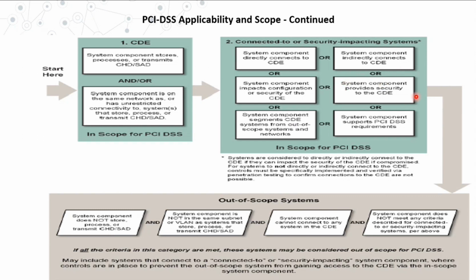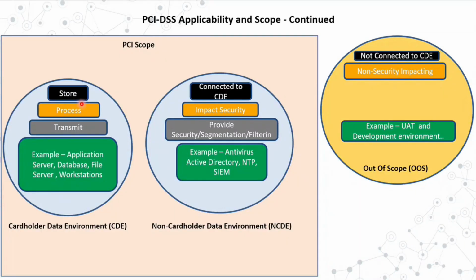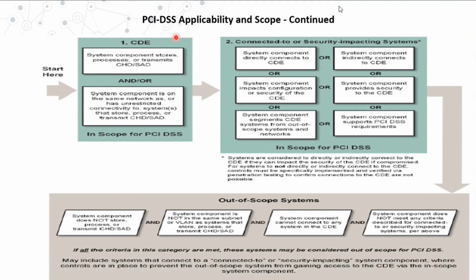The system components provide security, which we already discussed, supports, which we already discussed, right? Out of scope is very much clear. The system does not store, process or transmit. The system component is not in the same subnet, which we already discussed over here. The system component cannot connect to CD, and a system component that does not meet any criteria described above over here, right? So this is the slide which I prepared to explain to you in layman's terms. Here, what PCI says is from the PCI standard itself, right?